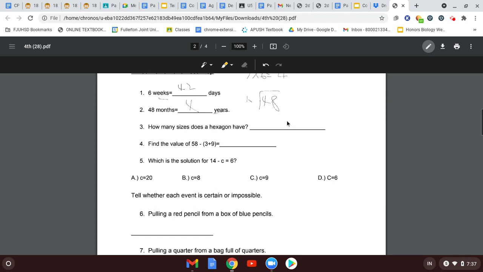How many sides does the hexagon have? That would be 6. Just remember that.